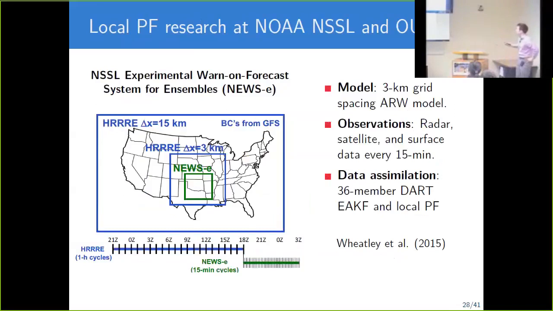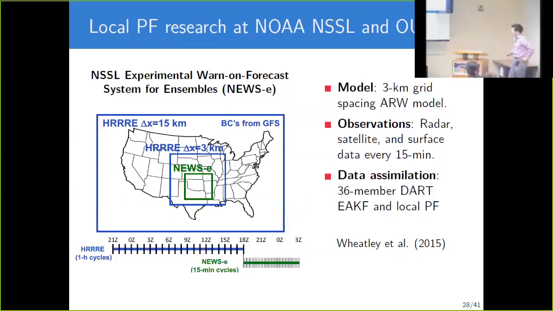But it's a rapidly updating convection-permitting ensemble DA system, and it starts with the HRRR ensemble at 18Z, the High-Resolution Rapid Refresh ensemble, which is a 1 hour cycling experimental operational system. It grabs the states at 18Z and then performs 15 minute cycling data assimilation using satellite, radar, and surface observations and so on, using the DART EAKF. They use this for doing various experiments during the spring and summer in the West when they have severe weather outbreaks.